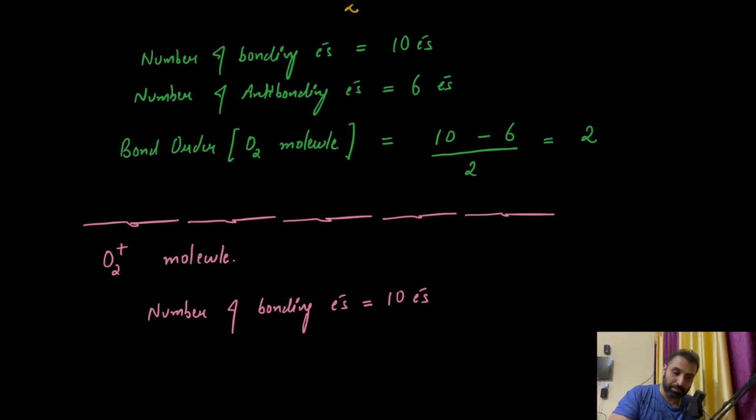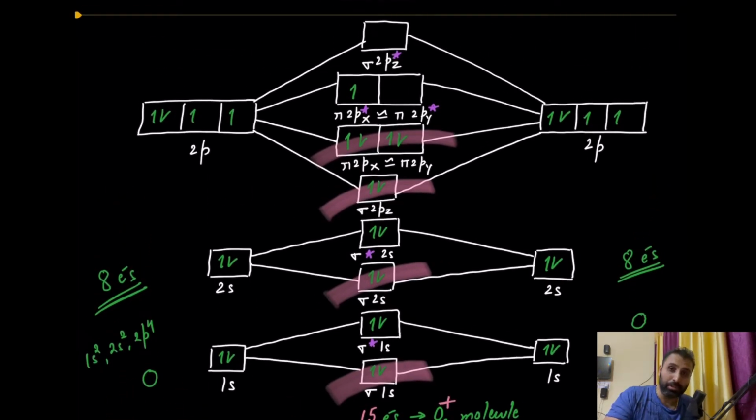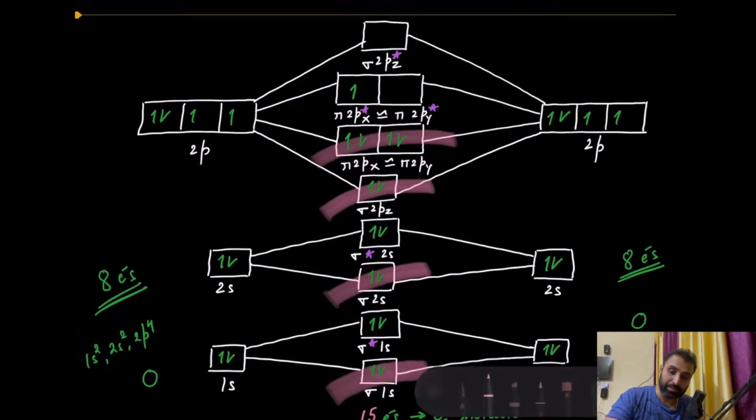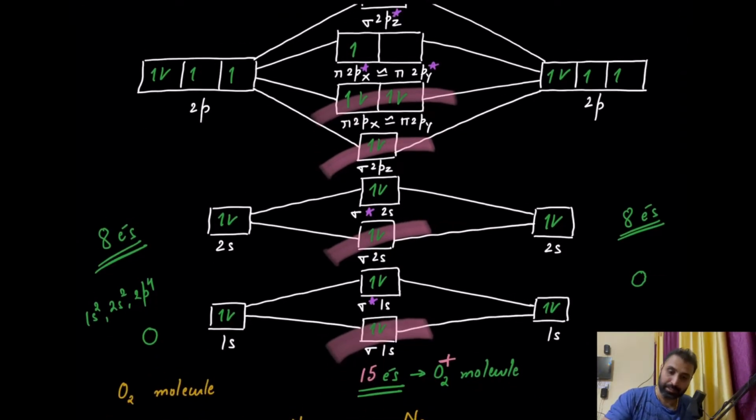Now let's talk about the number of anti-bonding electrons. So we have to now count the number of electrons that are present in anti-bonding molecular orbitals, and which were obviously the molecular orbitals which are having star sign on them are anti-bonding molecular orbitals. So now let's count the electrons in them.